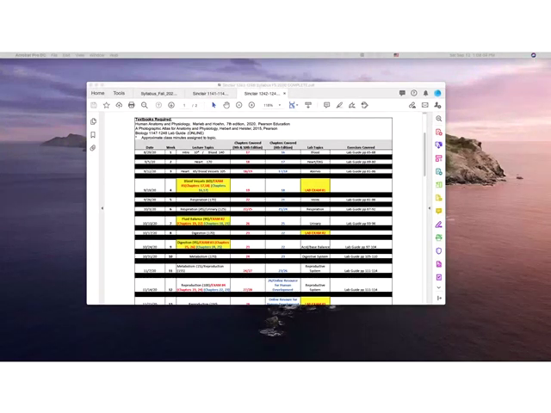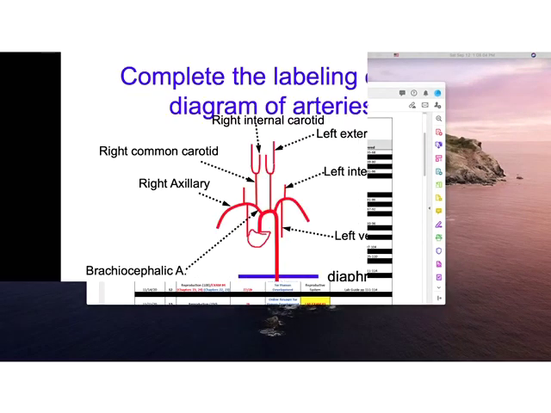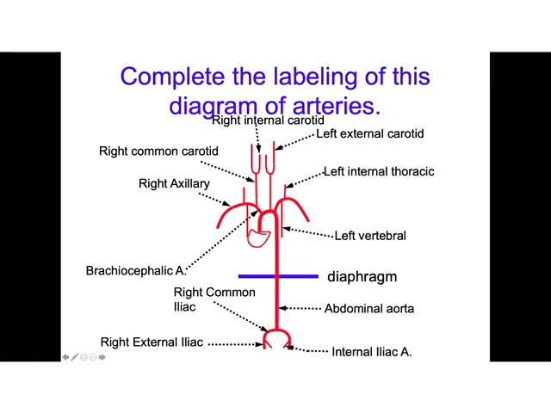All right, so now you should be able to see. Now, can everybody see the diagram? You good? Okay. So we start at the heart, right? That's to represent the heart. And that's the aorta. That's the ascending aorta, and that's the aortic arch.